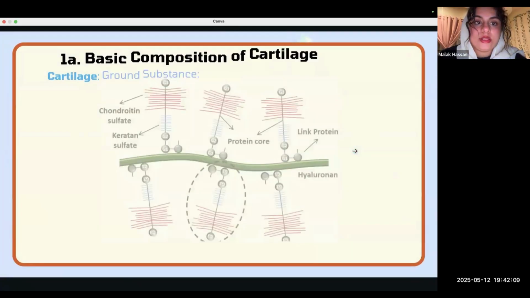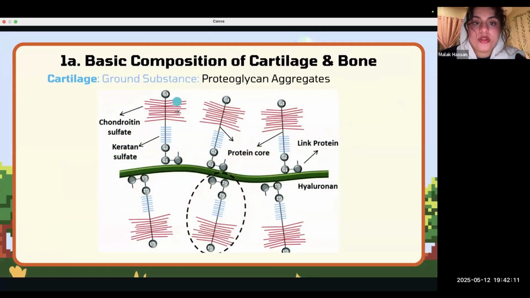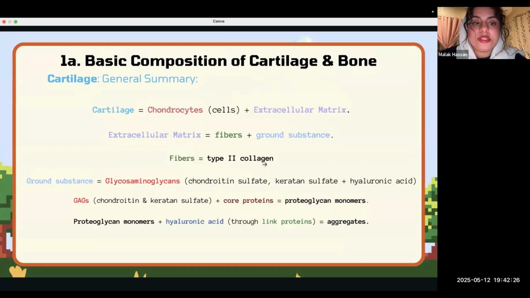Now, let's go on. This is another picture, okay? You have the chondroitin sulfate, keratin sulfate, link protein, and the protein core, and then it comes together and binds to hyaluronic acid. And one of these units is called a proteoglycan monomer.